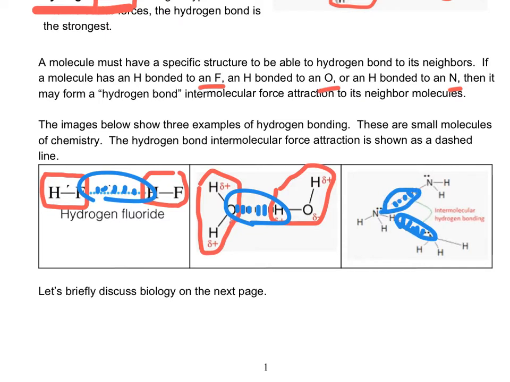So what I've done in these 3 diagrams is I've given you an example of an H intermolecular force attracted to an F, an H intermolecular force attracted to an O, and an H intermolecular force attracted to an N. And so all of those are hydrogen bonds.